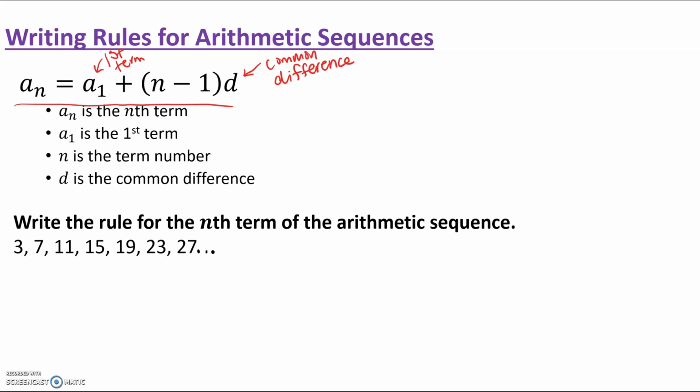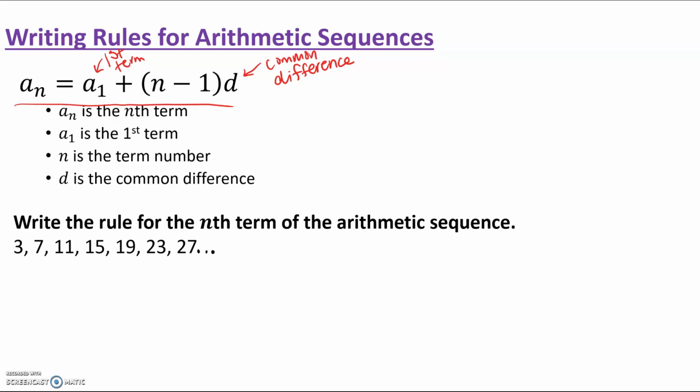Okay, we don't want to plug anything in for n because that's our term number, so that's going to help us find a term number later. So it's actually like the x in the equation. We're leaving the n in there. And then this is like the y of the equation. That's our answer, so we're not going to plug anything in for that either.